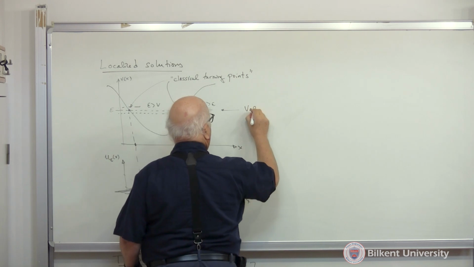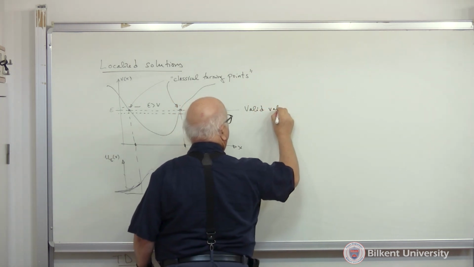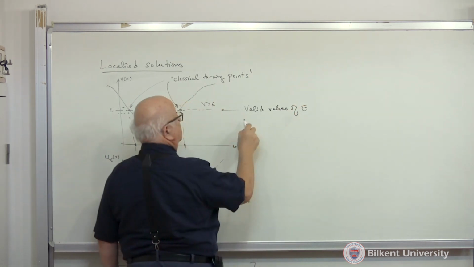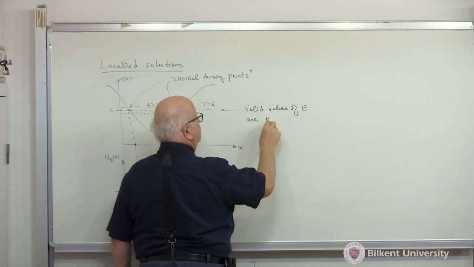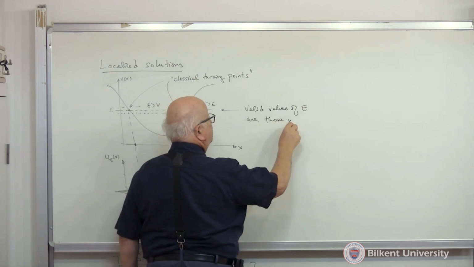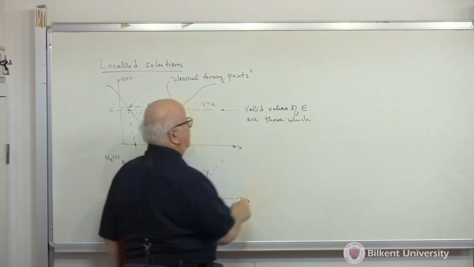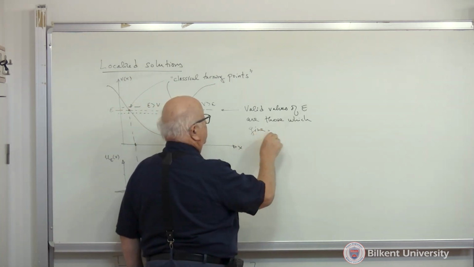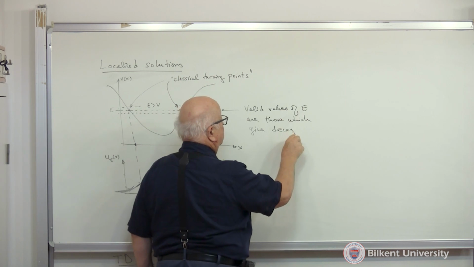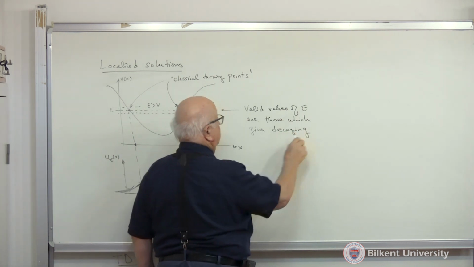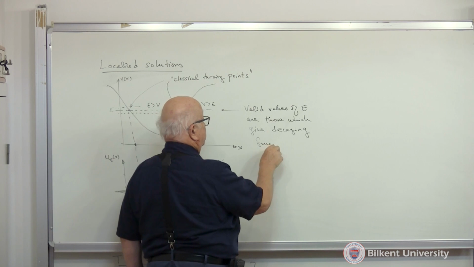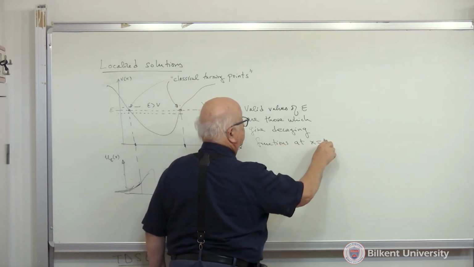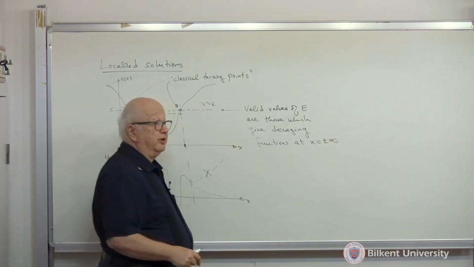So valid values of E are those which give decaying functions at X equal to plus or minus infinity.